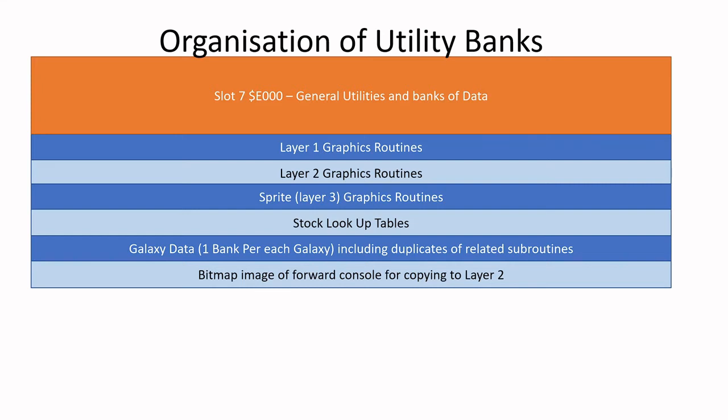The final bit is the bitmap images for the console for forward, rear, left, right views. That's all loaded from bitmap, which is imported into the next format and pulled into the screen at layer 2 when needed. Sorry, layer 1 when needed.